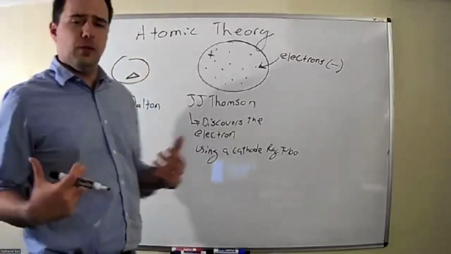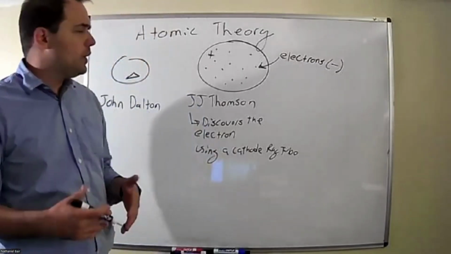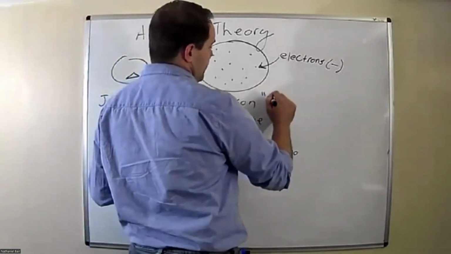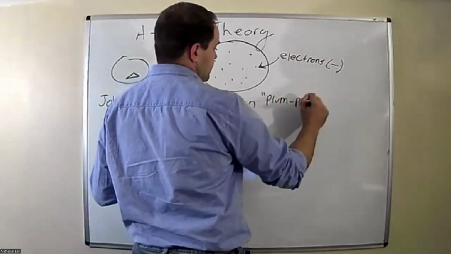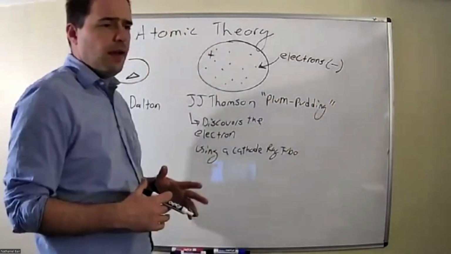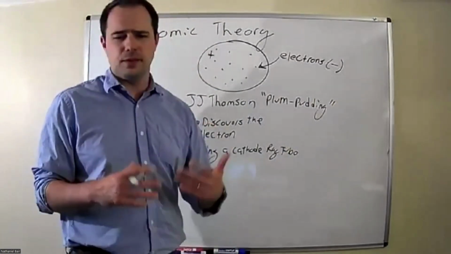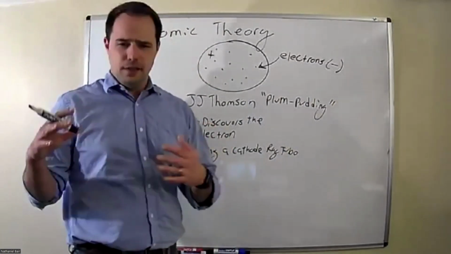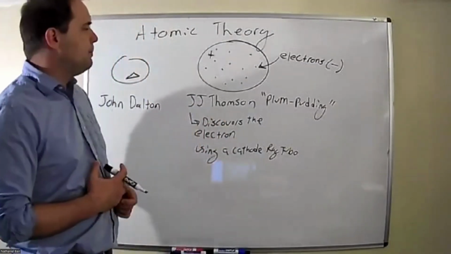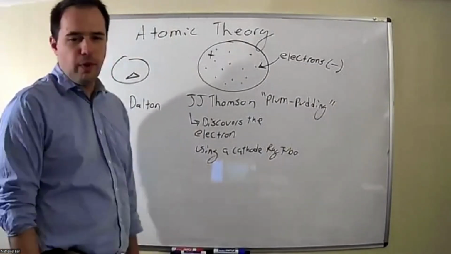And he steps back and he looks at his model. He says, this looks like a British dessert, which is plum pudding. So he calls this the plum pudding model. Sometimes in high school stuff, you'll hear it called the chocolate chip cookie model or something. That's just stupid. Call it what it is. They called it the plum pudding model. This is the plum pudding model. Yeah, it's bad.